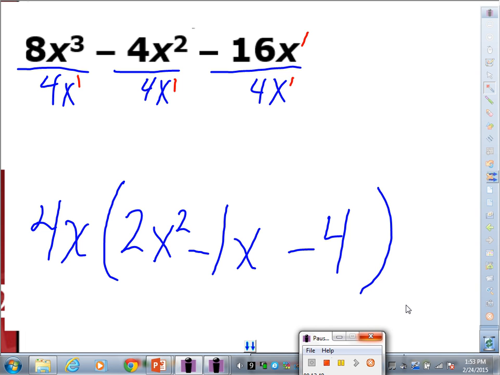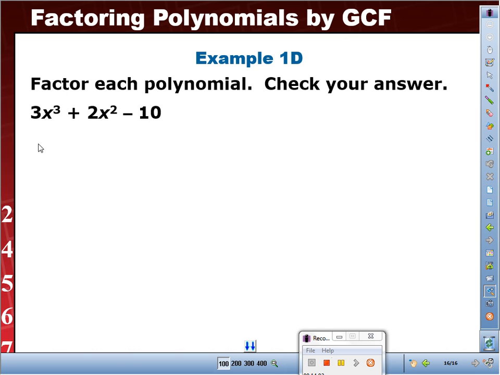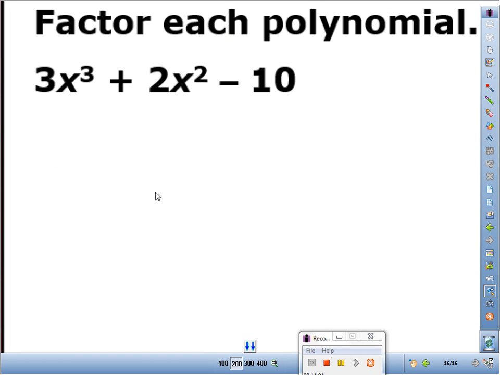Alright, so for the sake of time, we're not going to be checking from this point forward. I just want us to factor. Are we there? Alright, copy this next one, please. This has a little curveball. See if you catch it. Example 1D. 3x cubed plus 2x squared minus 10. Go. You have 15 seconds.